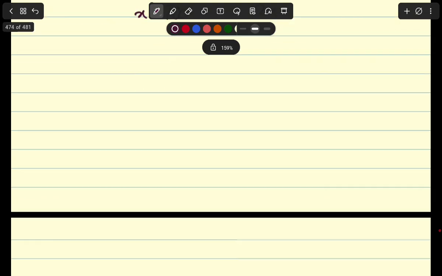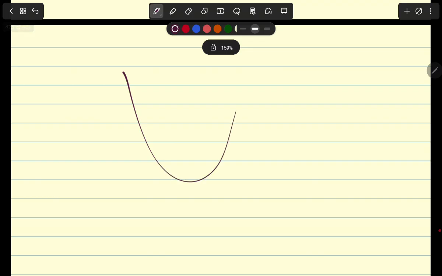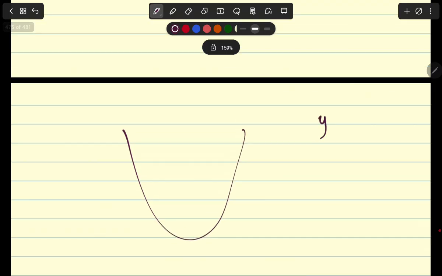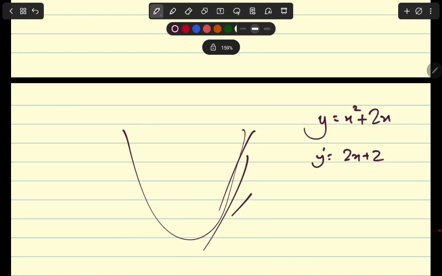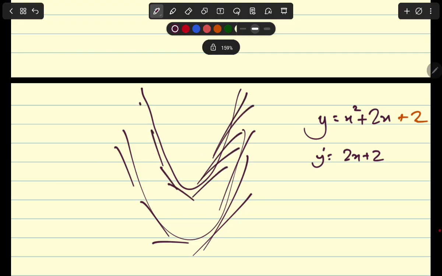Integration has, because see, let's say this is your quadratic function, y equals x squared plus 2x. So the differential of this is going to be equal to 2x plus 2. At every value of x, this gives us different gradients, right? Now, what does a constant do? So if you add a 2, this very graph just moves 2 units upwards. All the curves at those specific values of x are going to stay the same.